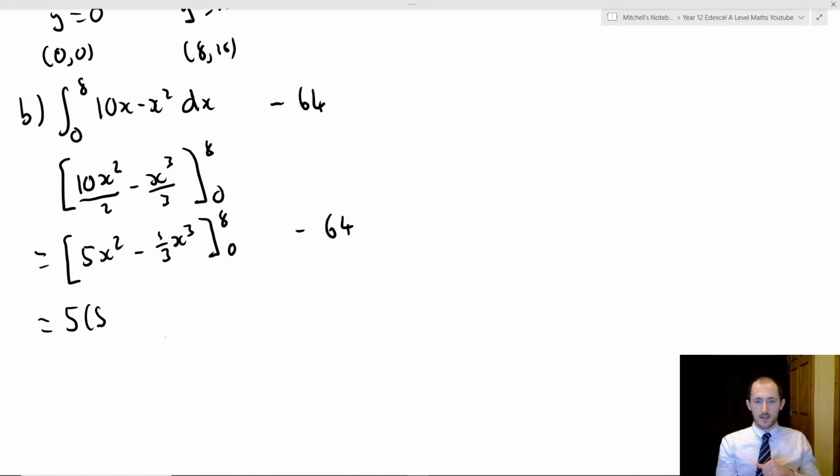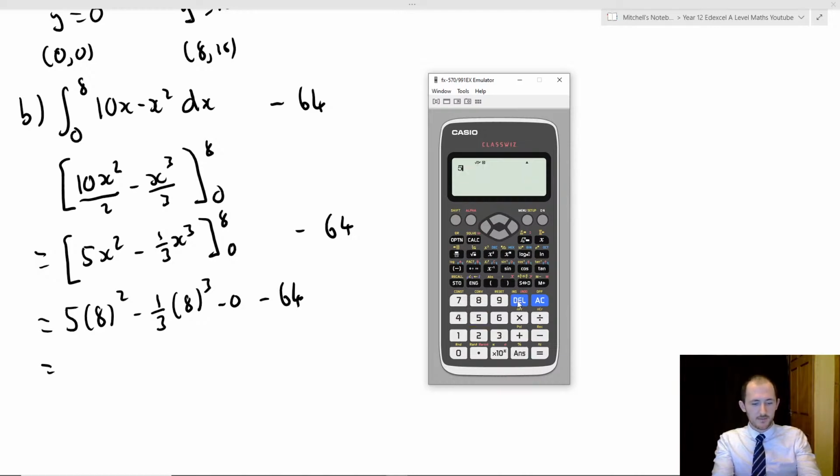So 8 squared minus a third, 8 cubed, and then minus 64. Okay? Because again, if I subbed in 0, I'll just have an extra minus 0 in the middle. Okay? So again, not too bad, but again, it can catch people off guard. So again, go back to our calculator. Let's use 8 squared and minus a third. I'm going to have to use the fraction button. 8 cubed. And again, let's put the minus 0 anyway, just for completion's sake.